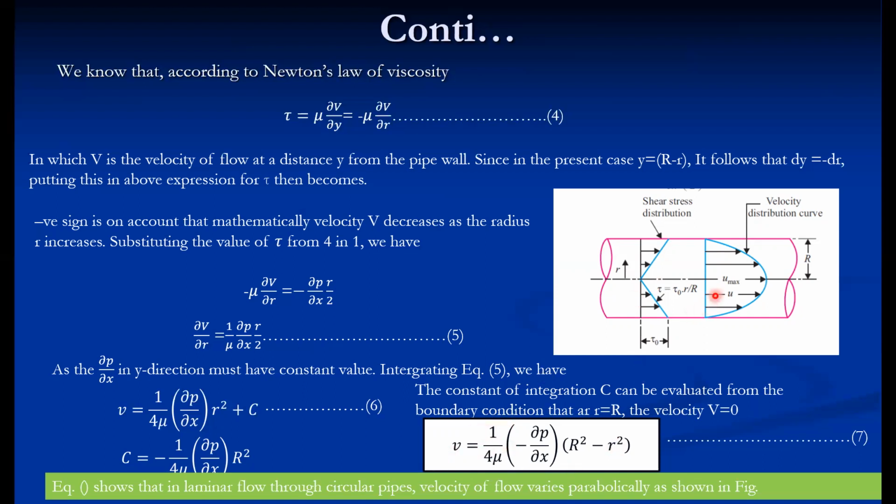From this we can also calculate the maximum velocity. We can validate here: if we put small r equal to capital R, this becomes 0. So at this point the radius is capital R, and at the other side the radius is also capital R, so the velocity becomes 0. It is maximum when this term is 0, that is r equal to 0, at the center. So velocity is maximum at the center, from the expression of local velocity.